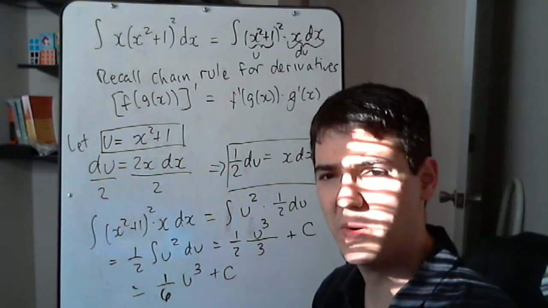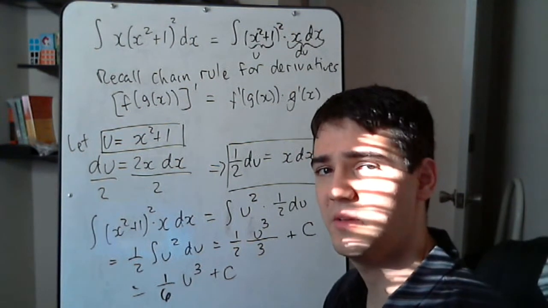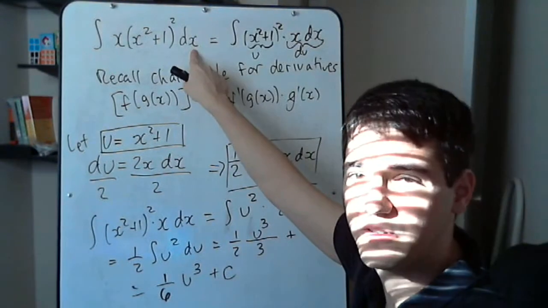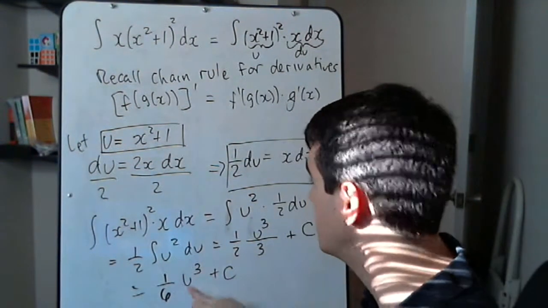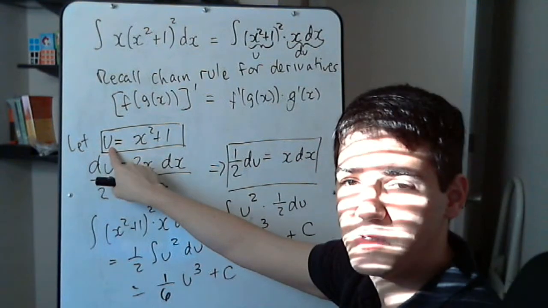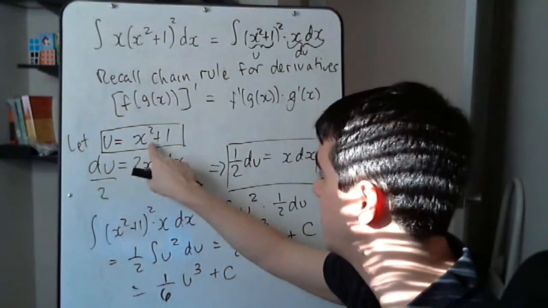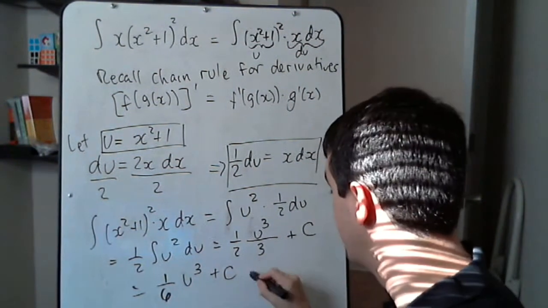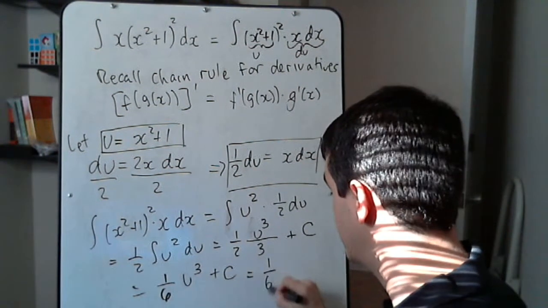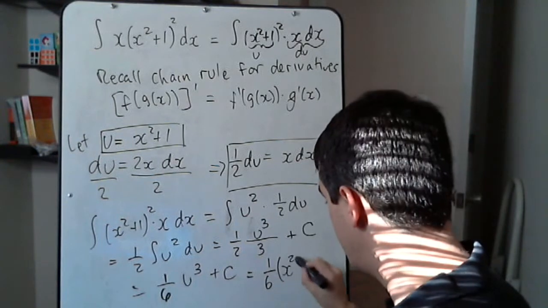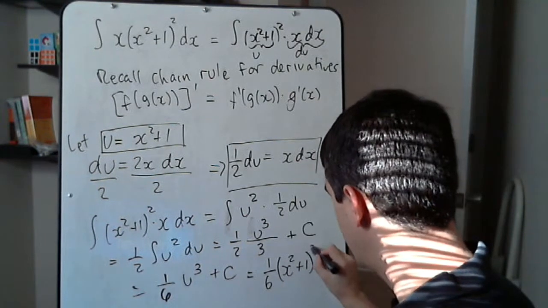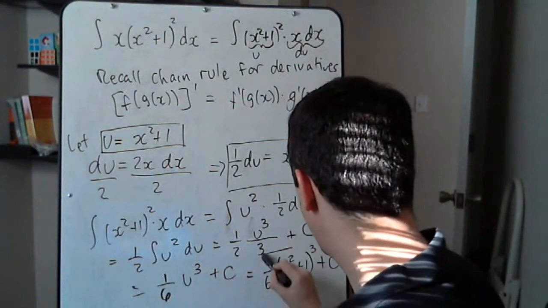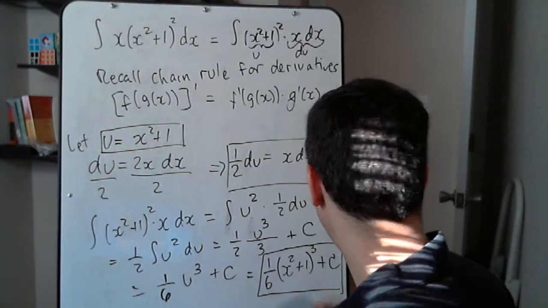But remember, that's not quite the answer. The problem is in terms of x, not u. So what we'll do is, remember what we substituted in for x? The original x squared plus 1 was u. So let's put it back. So that means we get 1 over 6 x squared plus 1 cubed plus c. And that's your answer.